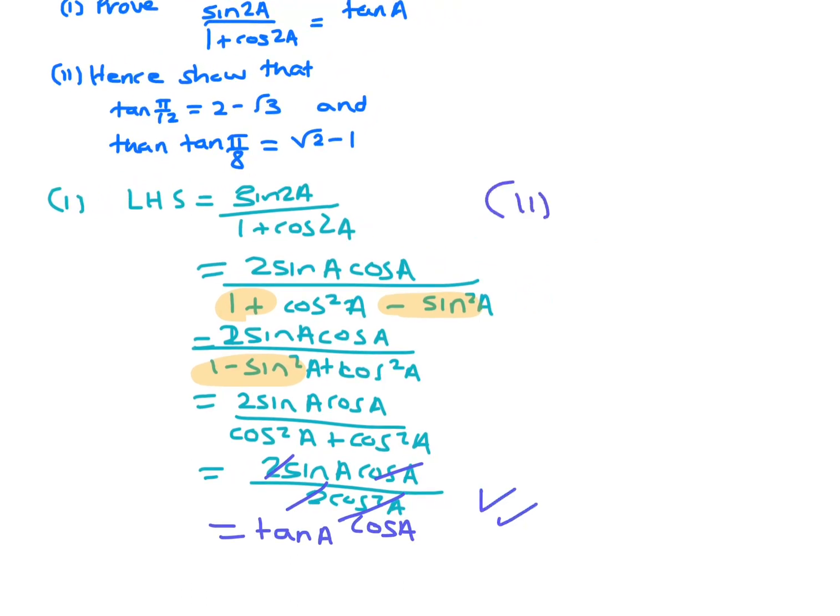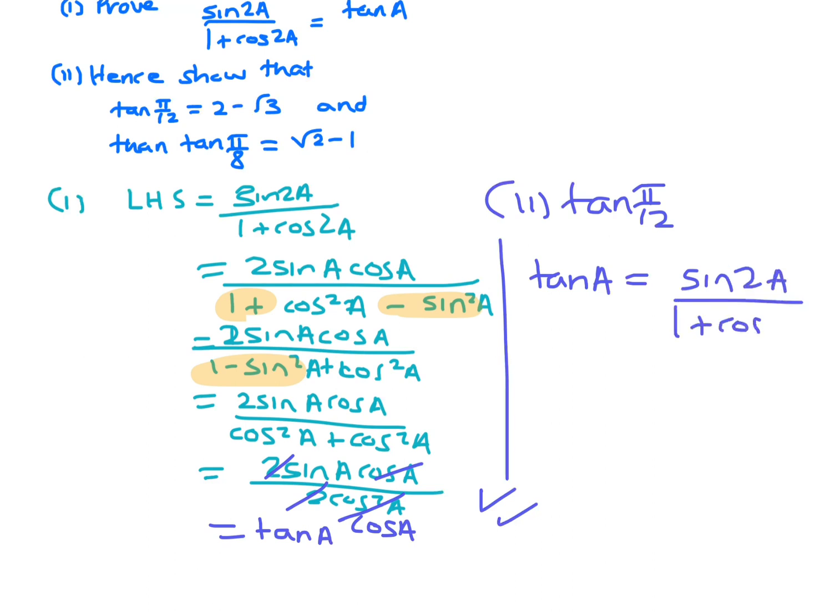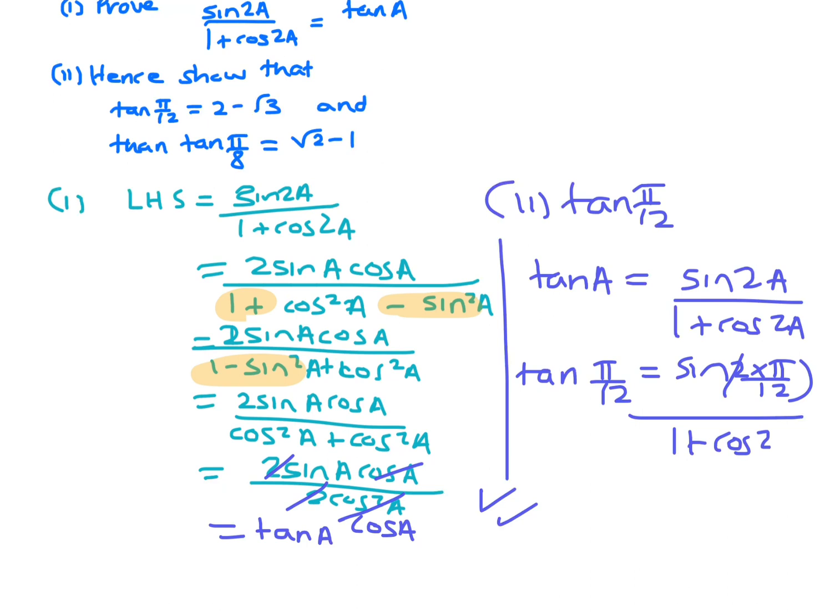Okay, so part 2. Now, we want to find tan pi on 12. So if we take what we've just proven above, because when it says hence, that means you've got to use what's above. So it's sin 2a over 1 plus cos 2a. So we want to find tan, and we want pi on 12. So sub in pi on 12, that'll be sin of 2 times pi on 12 over 1 plus cos of 2 times pi on 12.